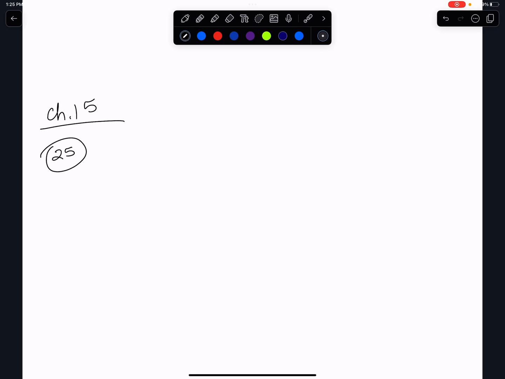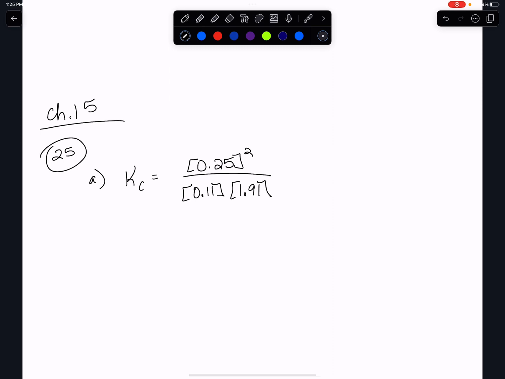Chapter 15 gives you the equilibrium concentrations, and then it gives you two different reactions to calculate the equilibrium constant. Well, if we use A, the equilibrium constant is products, the ammonia squared. It's products over reactants raised to the power of the coefficient, divided by the nitrogen times the hydrogen. And the exponents are coming from the balanced equation, okay? And so that's what you would calculate for A.